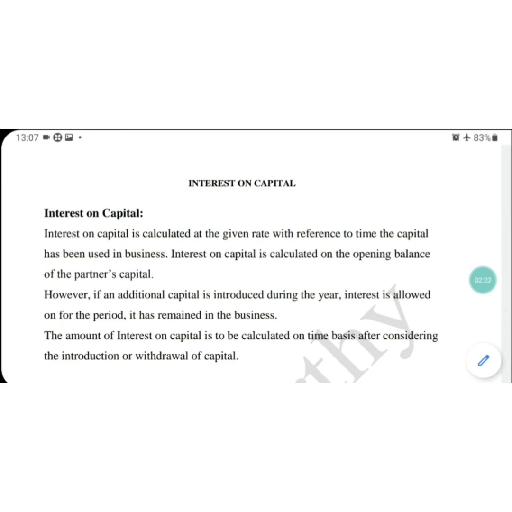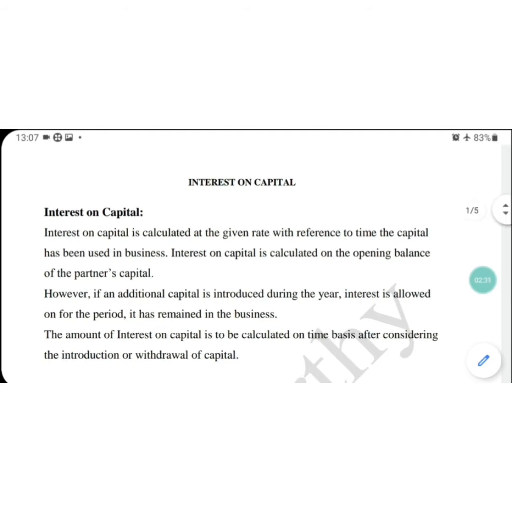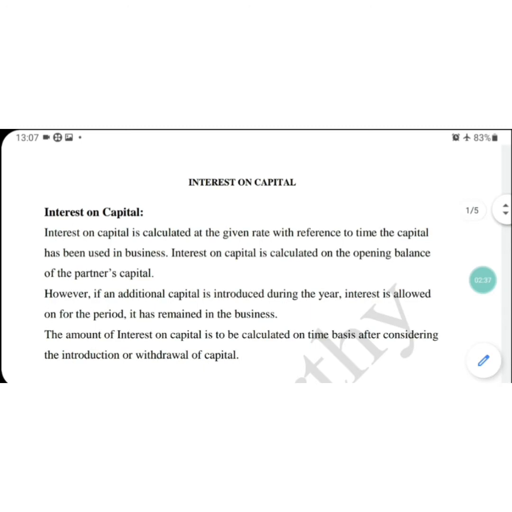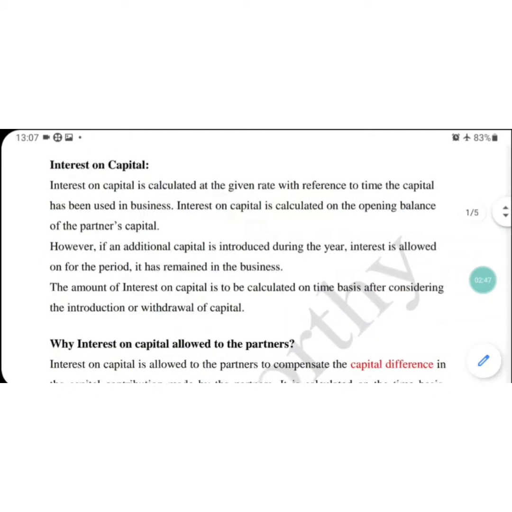from 1st July, and that capital has been used for 6 months only, till December. So if an additional capital is introduced during the year, interest is allowed only for the period it has remained in the business. The amount of interest on capital is to be calculated on a time basis after considering the introduction or the withdrawal of capital.